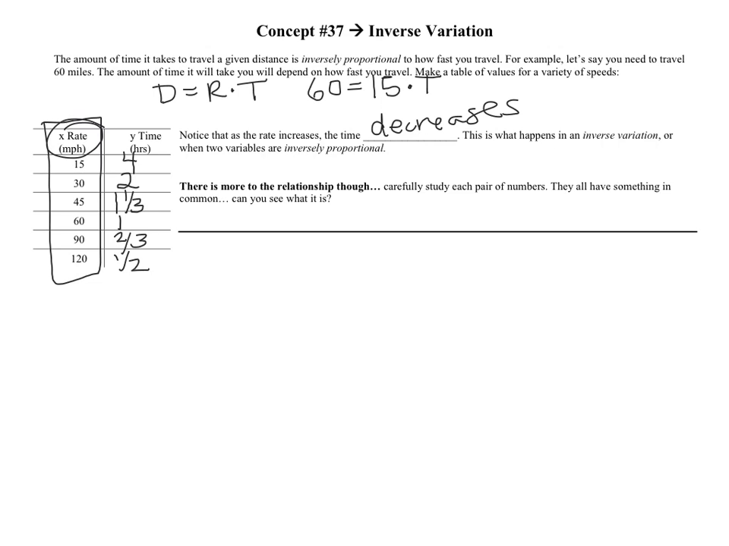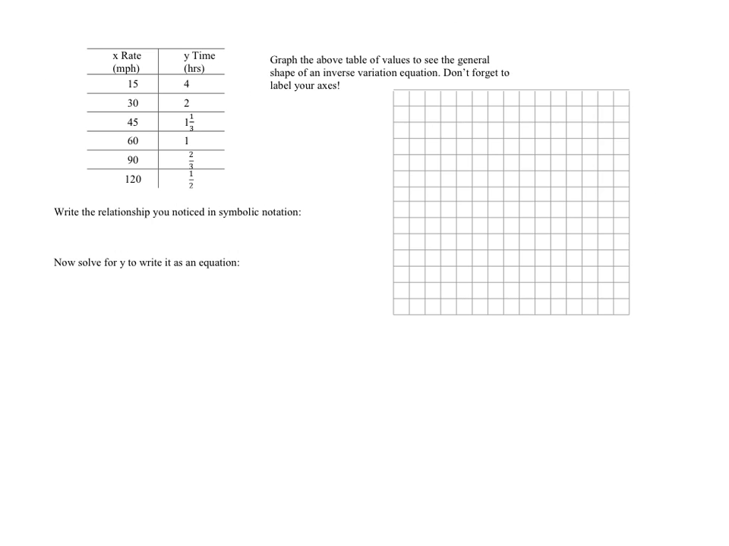So there's more to the relationship. If you study each ordered pair, you may notice that they all have something in common. And I kind of touched on it already. Each ordered pair has 60 in common, right? So rate times time will equal 60 every single time. In this case, it would be the X and the Y will equal 60 every single time. So if you look now, the relationship that we noticed is that if we take the X times the Y, it's going to equal 60 every single time.